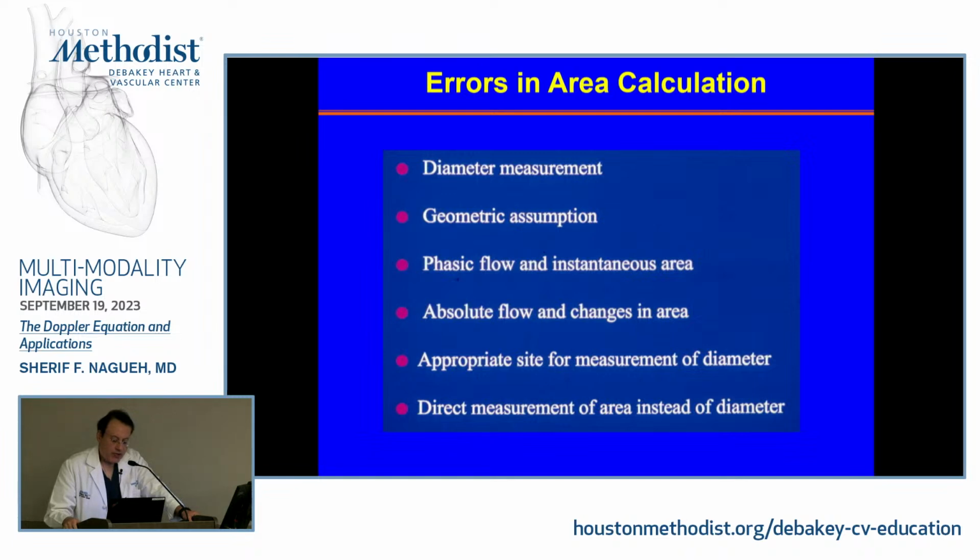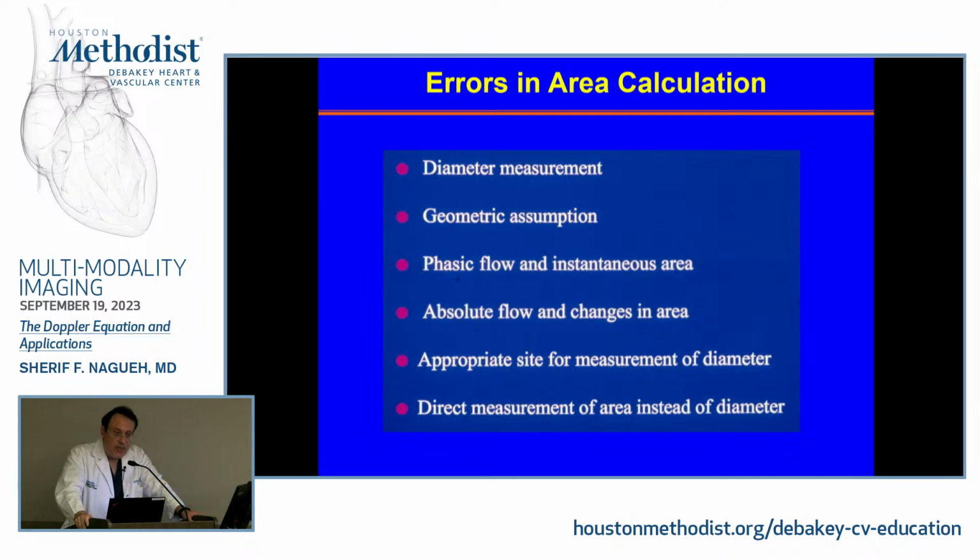Another question is the appropriate site for measurement of diameter. The example I showed you where I'm measuring cross-section and velocity, I am measuring both at the same site. But say, can I use then cross-section, say at the level of the mitral valve, and flow someplace in the ventricle and combine them to say this is the actual flow? No. Where you measure the velocity has to be the same place where you measure the area.